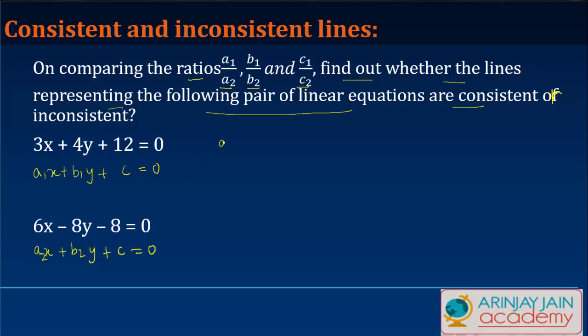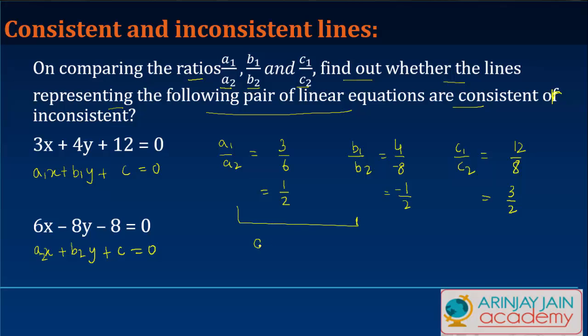Now if I find out the value of a1 by a2, I have 3 by 6. b1 by b2 is equal to 4 by minus 8. c1 upon c2 is equal to 12 upon 8. If you simplify them, this comes to 1 by 2, this comes to minus 1 by 2, and this is 3 by 2. Now in this particular case, what you notice is that a1 upon a2 is not equal to b1 upon b2, which implies that the lines represented by these two equations are actually parallel.